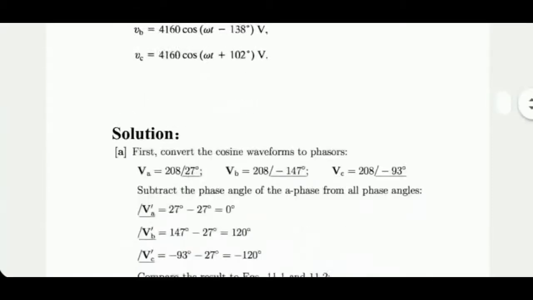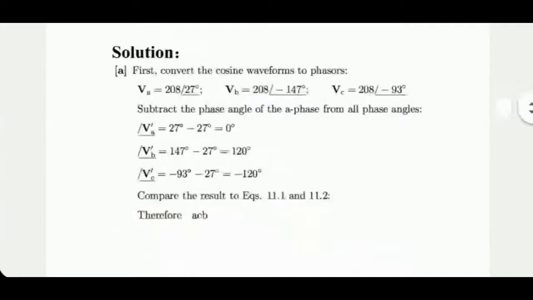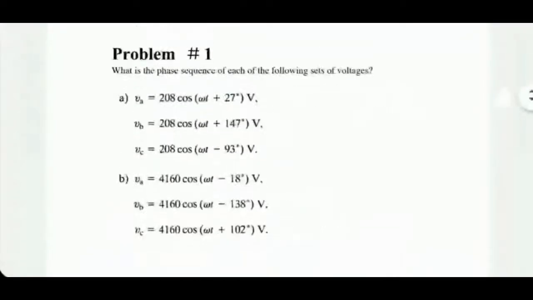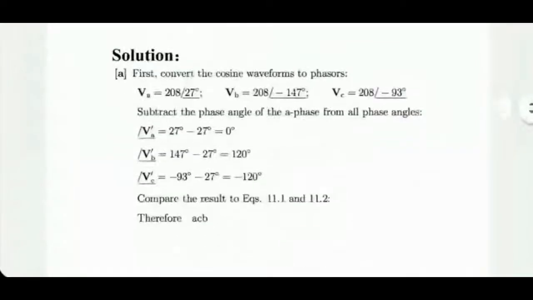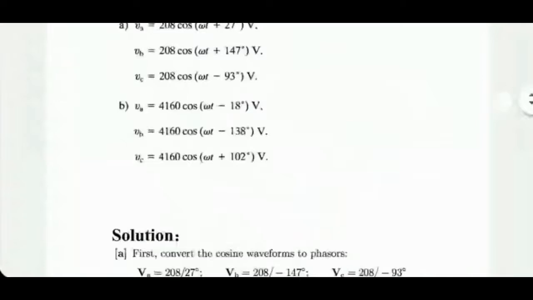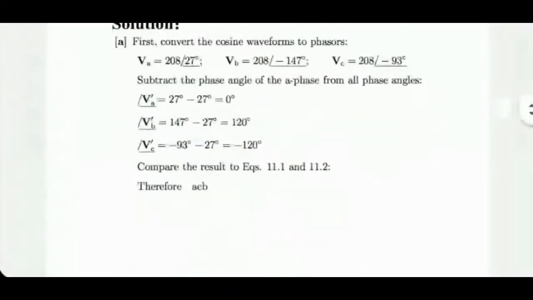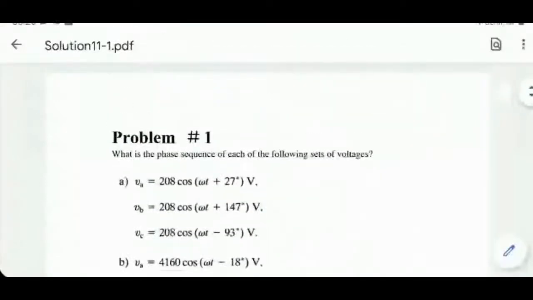Here is the solution. First, convert the cosine waveform to phasors. Yeah, that of course is a good idea. So for VA, the phasor will be 208, that's the peak value, and 27 degrees. For VB, the phasor will be 208, but angle of plus, just a minute.